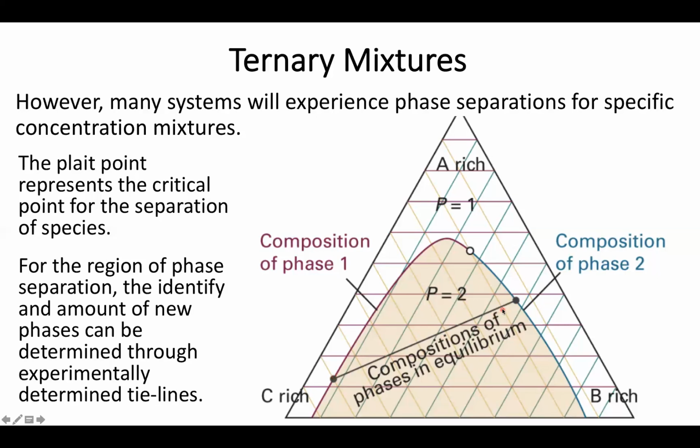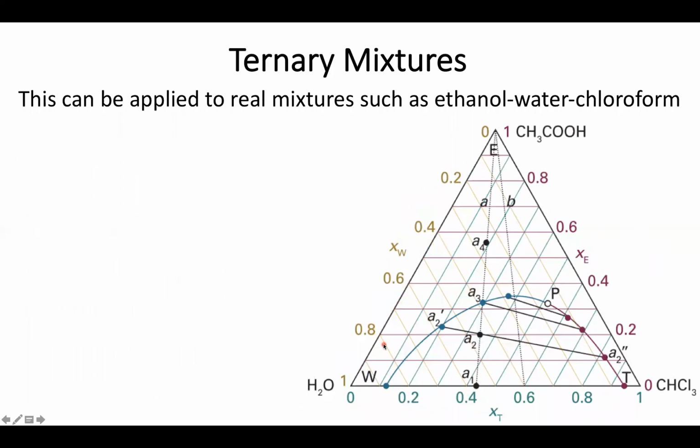However, once you do know the length of your tie lines, you can use the same tricks of the lever rule that we did for binary systems, because the lever rule is pretty much for everything. You can also apply these general concepts to real mixtures such as ethanol, water, and chloroform. So if I've got a system like ethanol, water, and chloroform, I can take a real mixture and use it to inform real processes, such as taking a mixture of water and chloroform, and then seeing what happens when I add a little bit of ethanol.